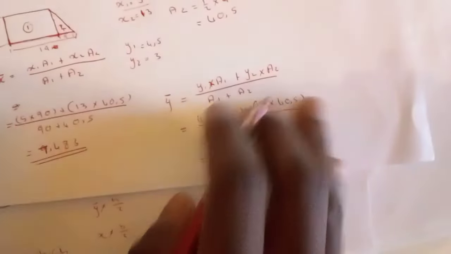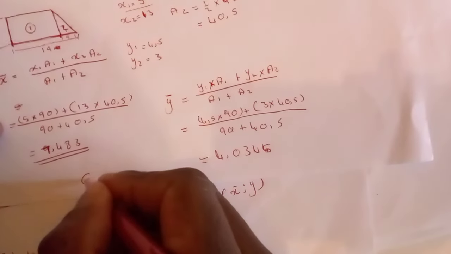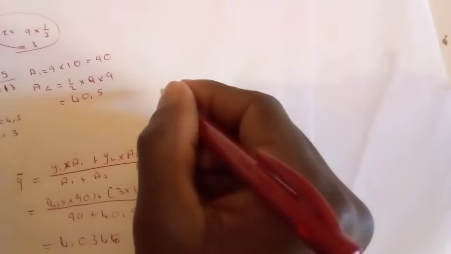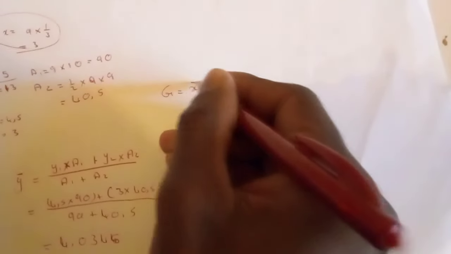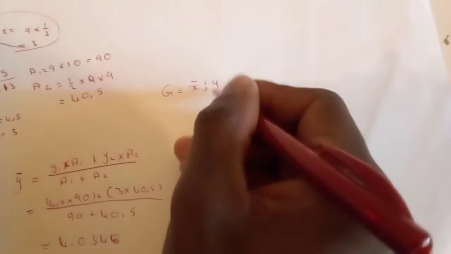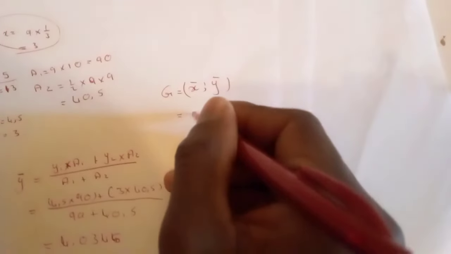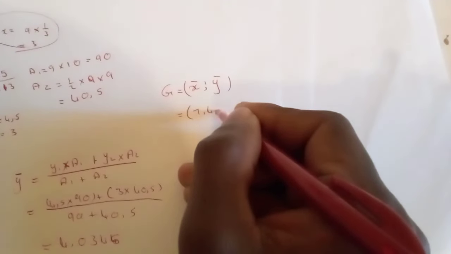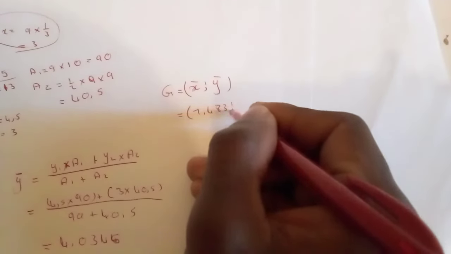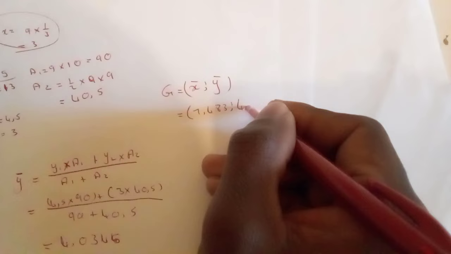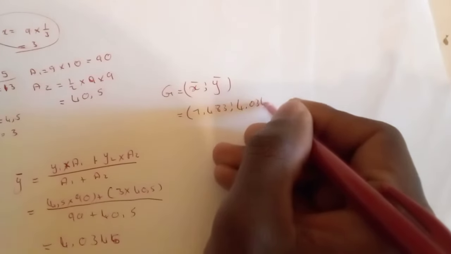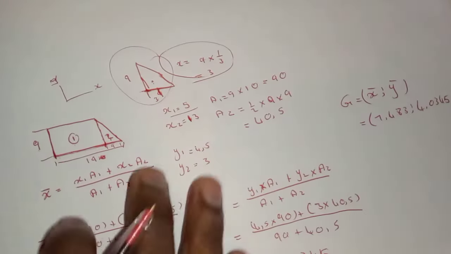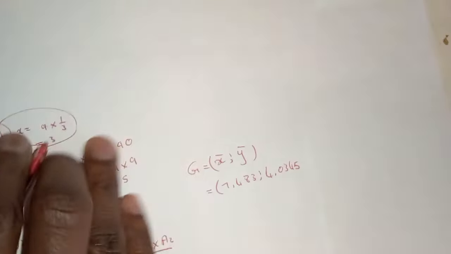And then our centroid, we are going to say G is equal to x bar, y bar. Let me write it here. Our x bar is 7.483 and y bar is 4.0345. And then we come to the structure. Let's draw the structure, redraw it.